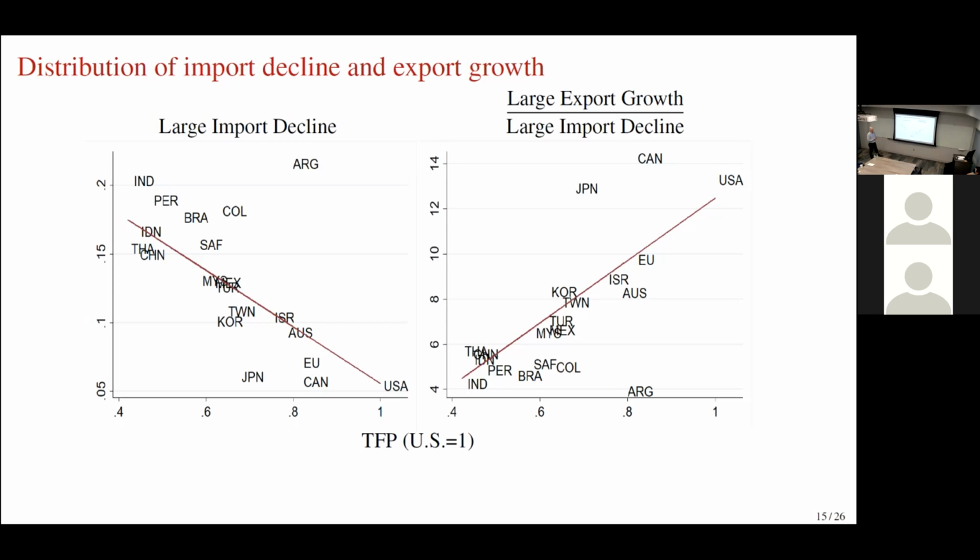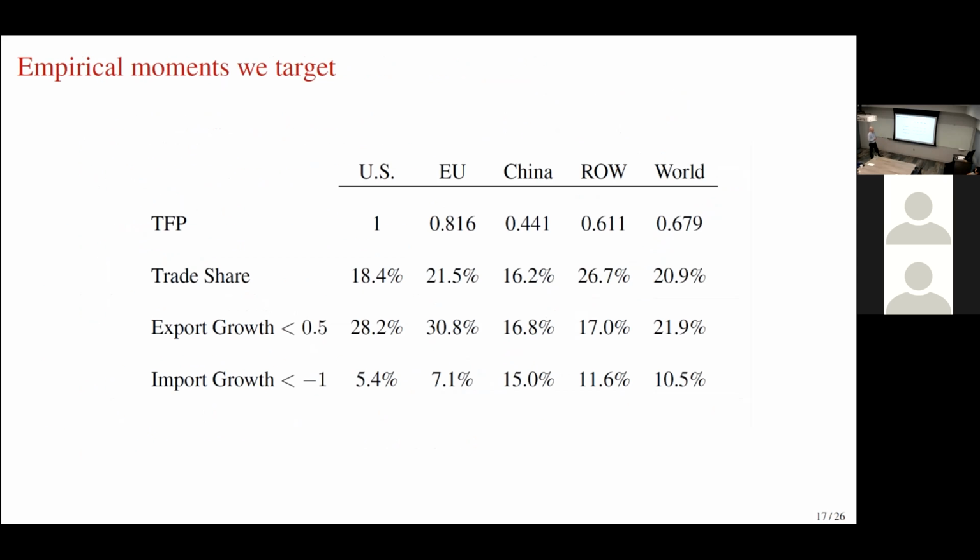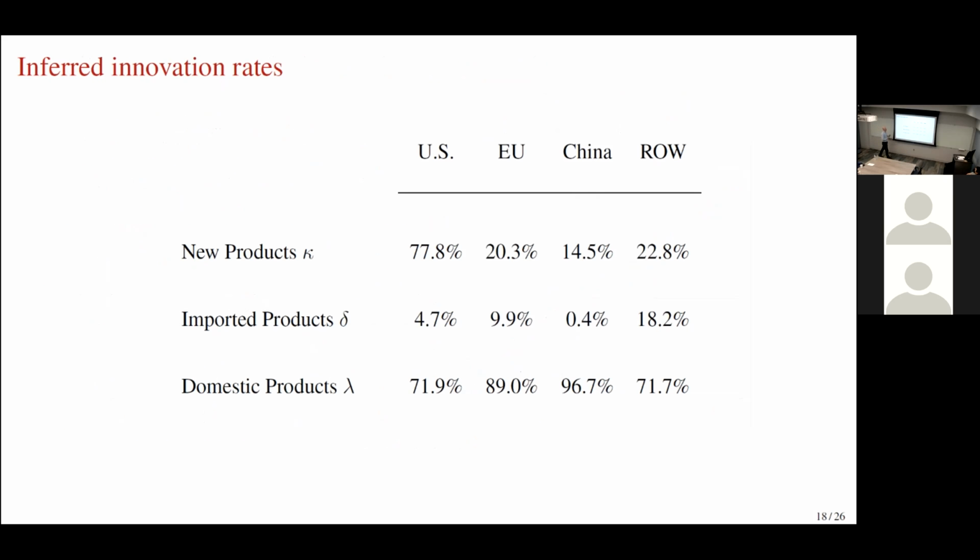Okay, I'll do that. So now I'm ready to show you results. This is the one where the US stands out. It's the new variety creation, the kappa. So even relative to the EU, China's lower than the EU and China's lower than the rest of the world, so they're not particularly good at that. But the US is what really stands out as an outlier there.